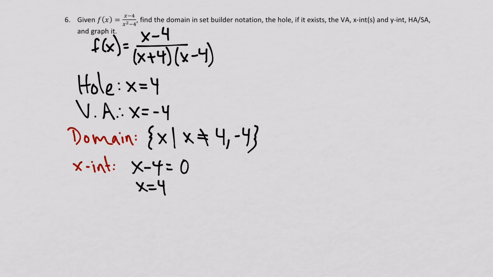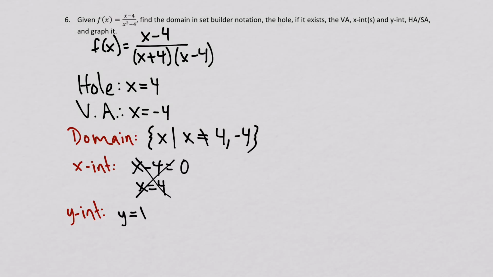It does not touch or cross the x-axis. What about y-intercepts? To find the y-intercepts, just plug in 0 for x and see what you get, just like you do with any other function. Plug in 0 for x. If I plug in 0 right there, actually we can do it in our heads. If I plug in 0 in the numerator and the denominator, I'm going to get negative 4 over negative 4, which is positive 1. So it's going to be y equals 1.